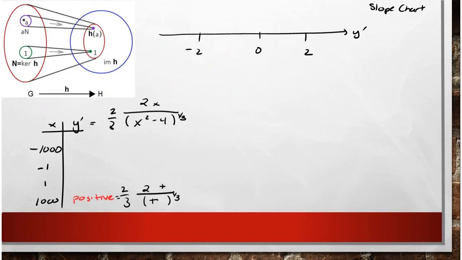At 1,000, all I needed to know is that it's positive. I can see it's positive by just plugging in. If I plug in 1,000 here, it's huge and positive. If I plug in 1,000 here, it's going to dwarf the minus 4, so this will be positive. So the whole answer will be positive.